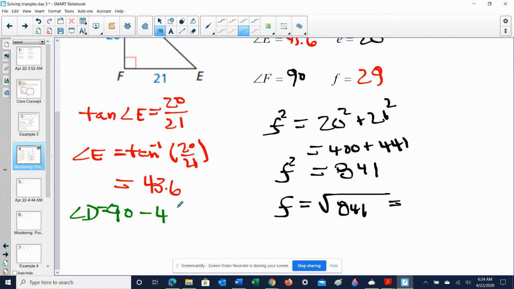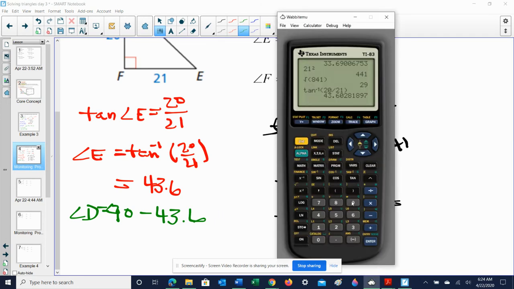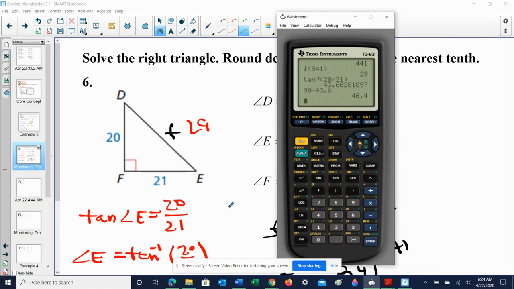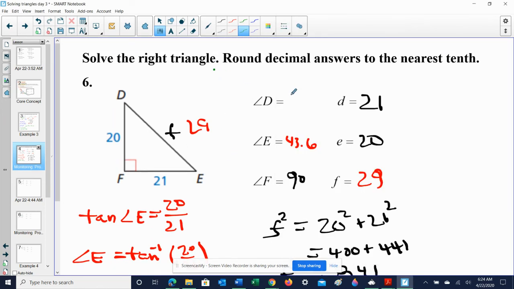Go to the calculator. 90 minus 43.6 is equal to 46.4. There you have it, ladies and gentlemen. We have solved the right triangle, rounding all our decimals to the nearest tenth.